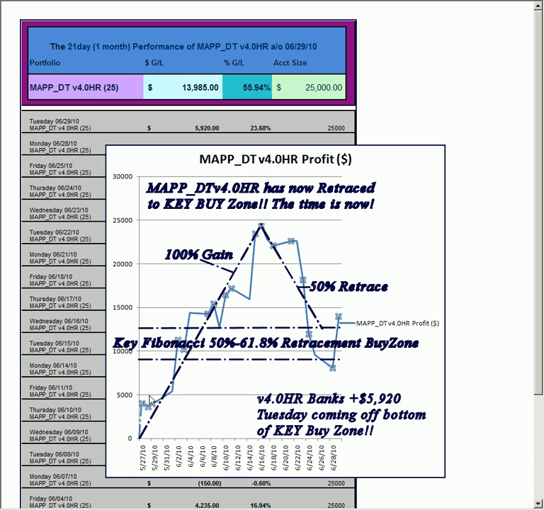There you see the equity curve of the MapDT version 4.0. That's its profit going from zero, $4,000 on this day, all the way up to $25,000 in profit in just the last month. It came down, we had about 3 days of losses, came right down into this key Fibonacci zone, 50 to 618. One closed below, as you can see right there, and boom, right off to the races. We were screaming. This is when you want to buy this portfolio, right here at this key zone. Boom, right back. $6,000 has been the reward so far. So what I'm saying is, it's not too late to get involved in this portfolio.